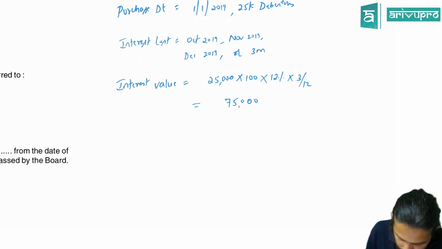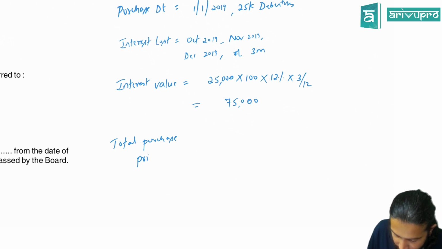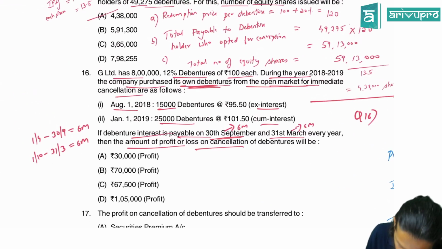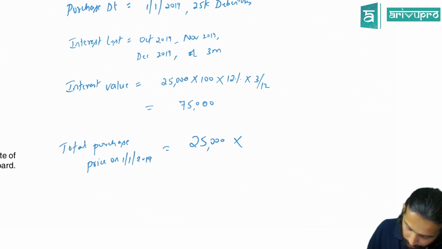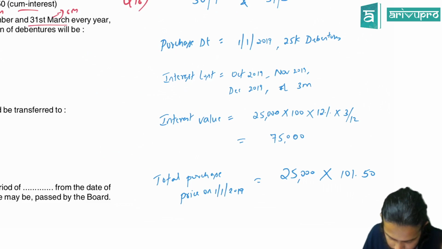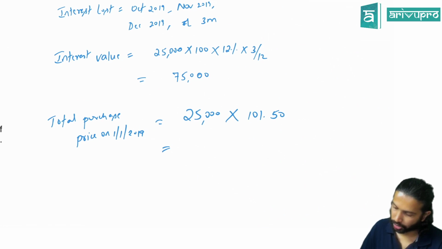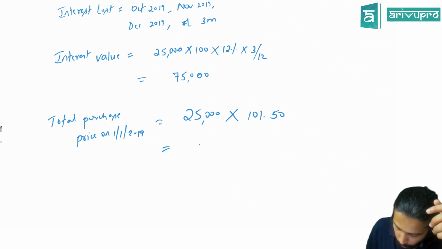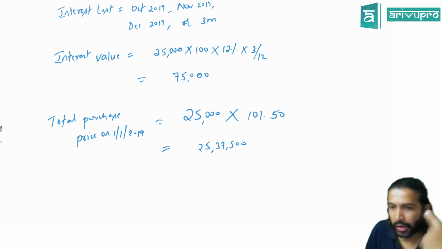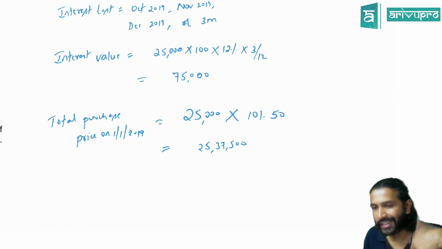Can you tell me the total purchase price on 1st January 2019? The company purchased 25,000 debentures from the open market, and for one debenture they are paying a price of 101.5. That is the price of one debenture, guys. So what is the total value? 25,000 into 101.5, which will be 25,37,500. Totally, the company has paid 25,37,500 to buy the debentures back.